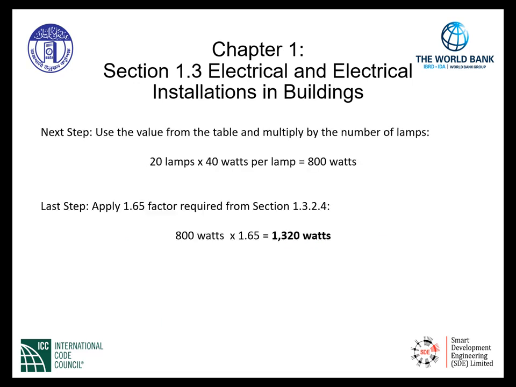Our next step is to use the value selected from the previous table and multiply by the number of lamps. There are 20 lamps in our example. We multiply that times 40 watts per lamp, and this equates to 800 watts. In our last step, we need to apply the factor of 1.65 required from section 1.3.2.4, and we calculate the total wattage of 1,320 watts for that particular lighting application.